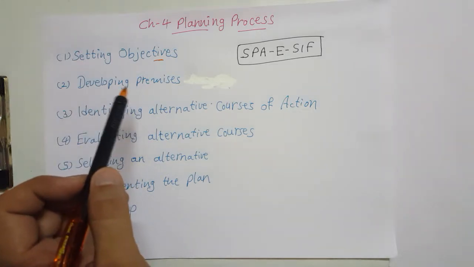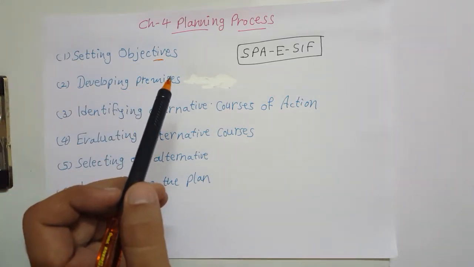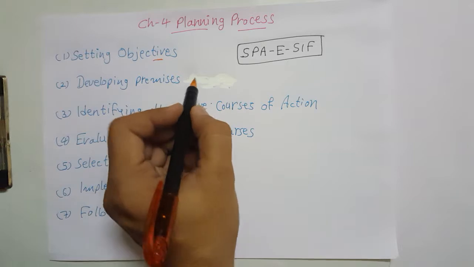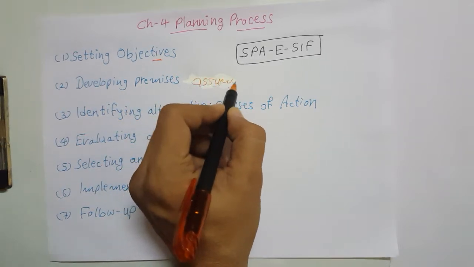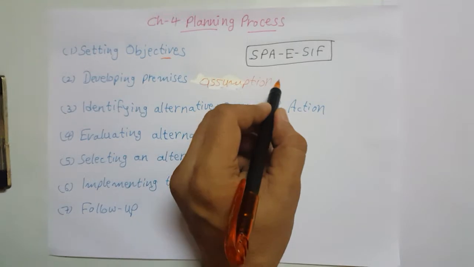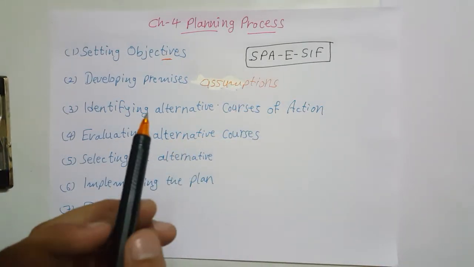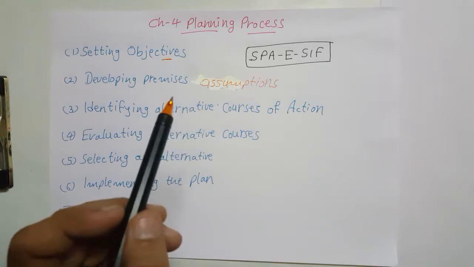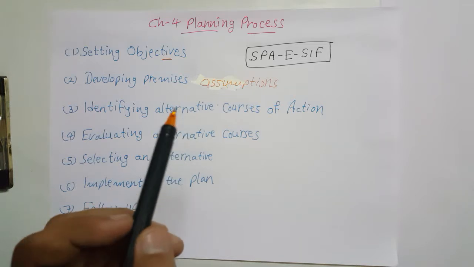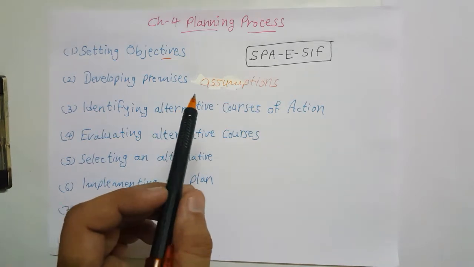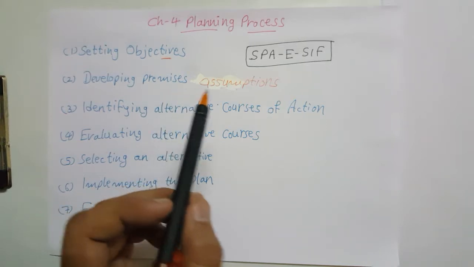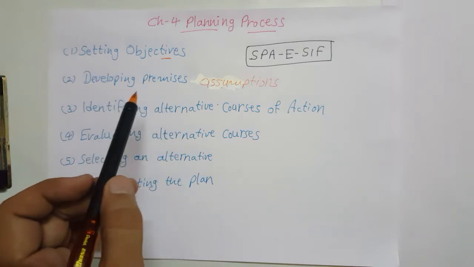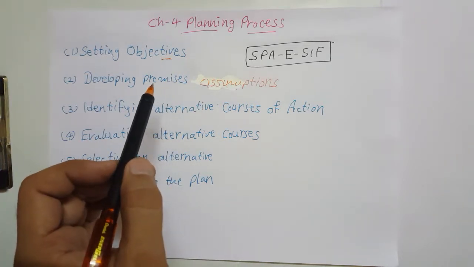Next one is developing premises. When we are talking about developing premises, what does that mean? Planning is based on some assumptions, some future events on the basis of which we are doing the planning. So whenever we are doing some forecasting, like talking about future demand, taste of consumers or competition in the market, when we are making these kinds of premises, at that time we must take care.